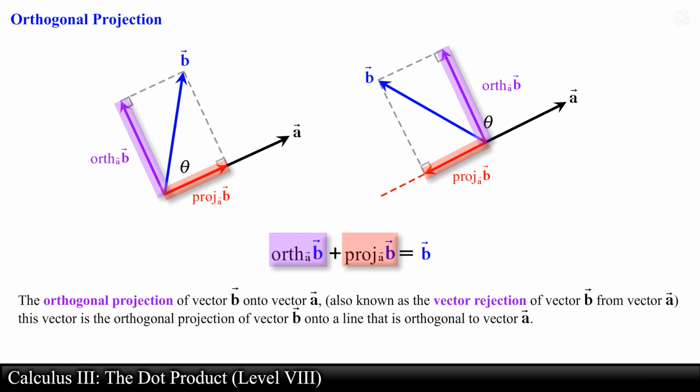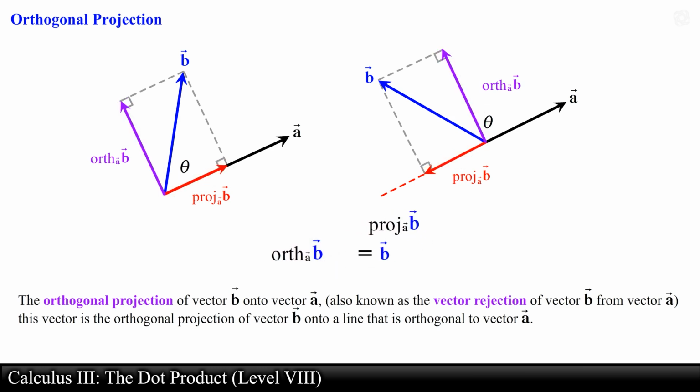Both the vector projection and vector rejection represent the components of vector B. As a result, the sum of the vector rejection and vector projection is equal to vector B. If we solve for the orthogonal projection of vector B onto vector A, it will be equal to vector B minus the vector projection of vector B onto vector A. Also notice that the vector projection and vector rejection are orthogonal to one another.